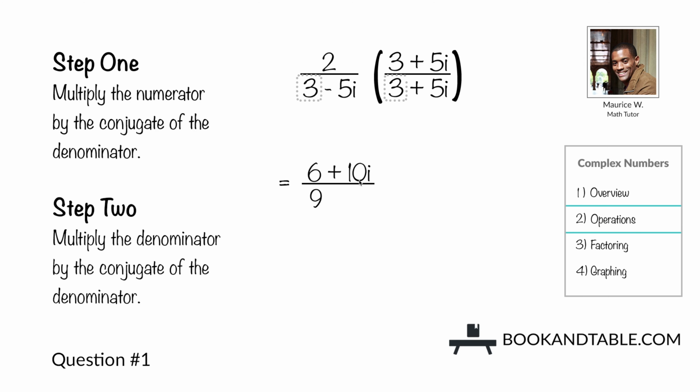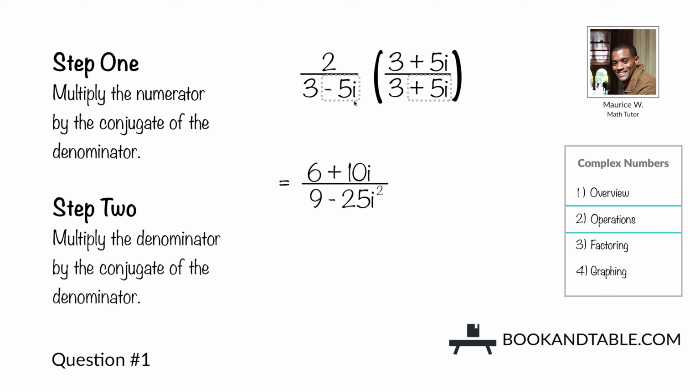And now the second step, multiply the denominator by the conjugate of the denominator. So 3 times 3 is equal to 9. 3 times positive 5i is equal to positive 15i. Negative 5i times 3 is equal to negative 15i. This negates the positive 15i, so those are removed.